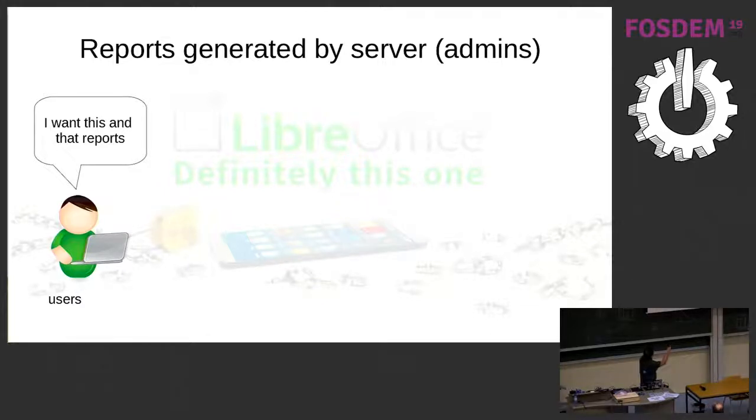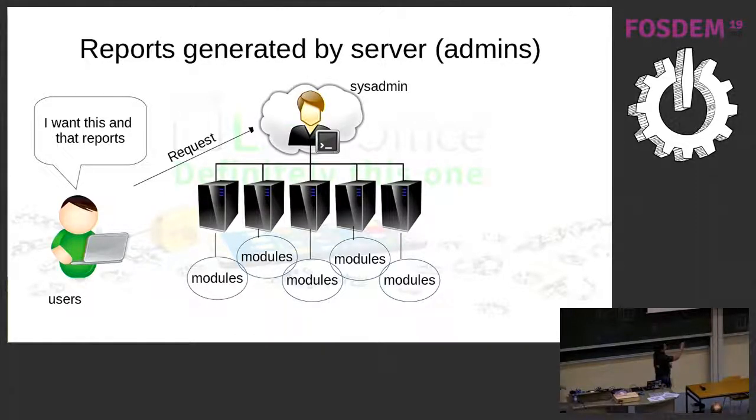Usually it comes from the server, because we always have many servers and many services that need to generate reports. And this is the current flow. If a user in an agency needs to generate a report from the server and send it to another unit, he will say, I want this and that report, and send this request to the sysadmin. He manages the servers, but the user does not generate the report himself. The sysadmin manages many servers, and because most databases are there, the reports need to be generated there. Each server needs a dedicated module to generate this report. That's because of license issue.